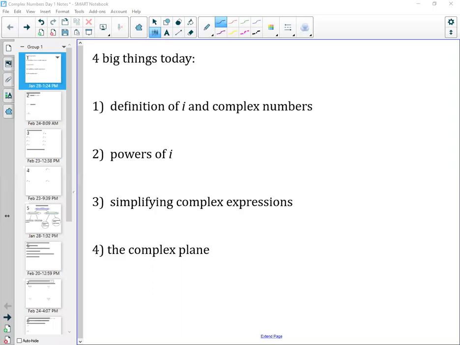Hey guys, these are our notes about, well, the first set of notes about complex numbers. I'm honestly not sure how much of this stuff we're going to get through. Probably most of it, but we'll see. I'll see how long it takes.